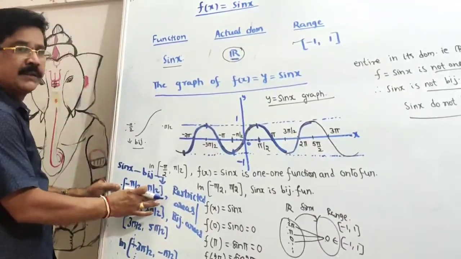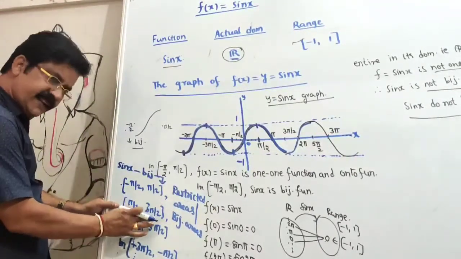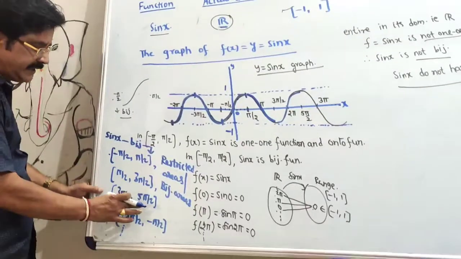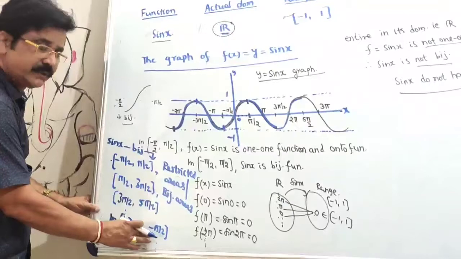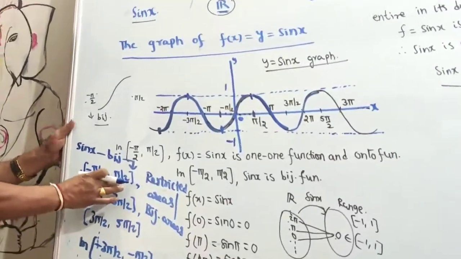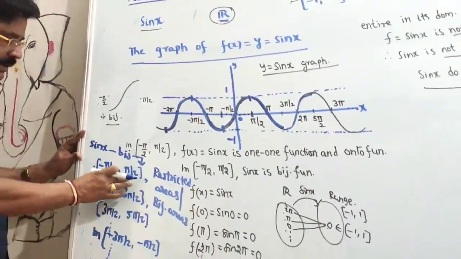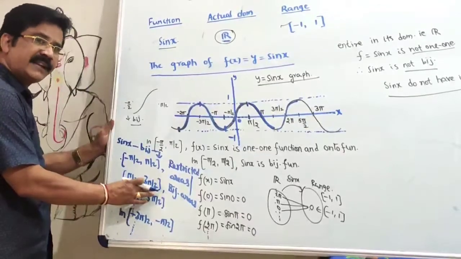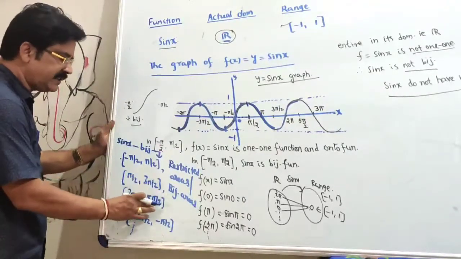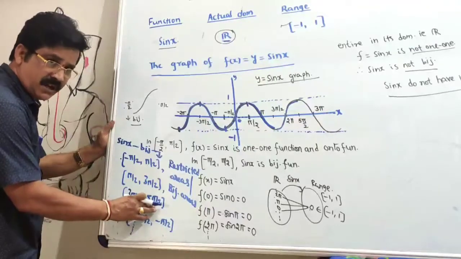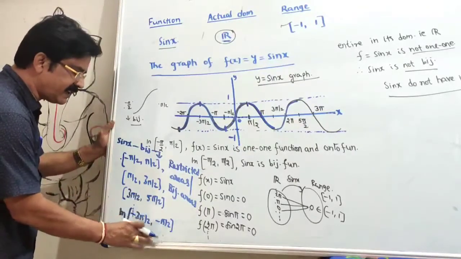In this area, sin x is bijective. Therefore, in this area, sin x will have its inverse. In this area also, sin x will have its inverse. In this area also, sin x will have its inverse, just like that.